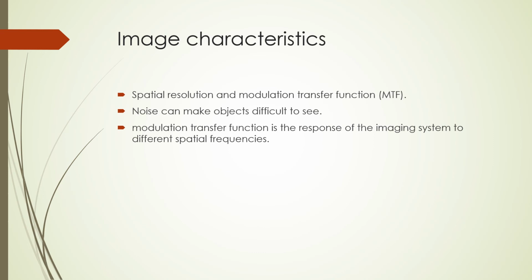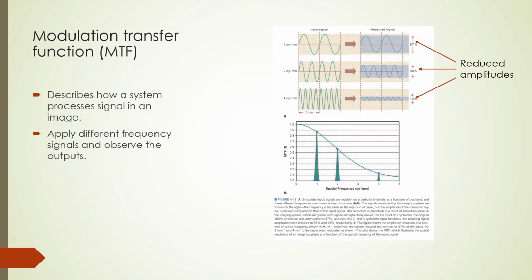The modulation transfer function is the response of the imaging system to different spatial frequencies. On this slide, we can stimulate an imaging system with several input signals of different frequencies. We can see the output signals on the right of the top figure.